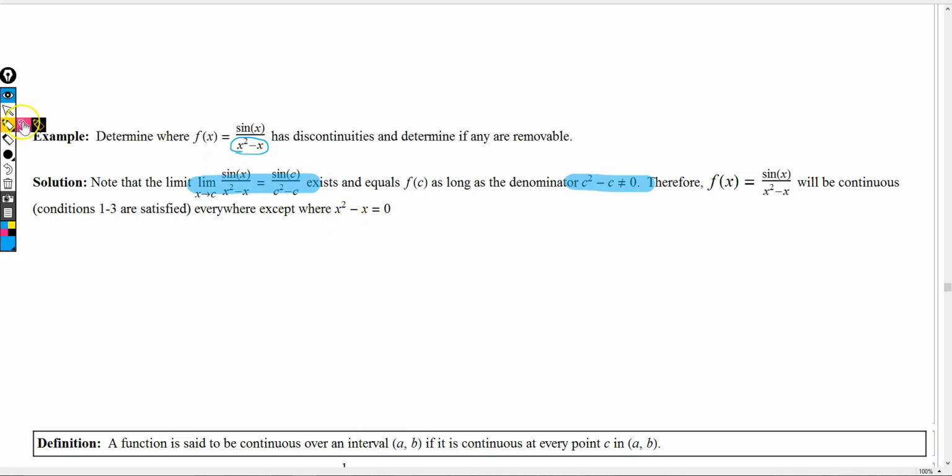Okay, so let's take a look at that. So we set x squared minus x equal to 0, and that of course factors as, and that has solutions x equaling 0 and 1. So f of x is not continuous.